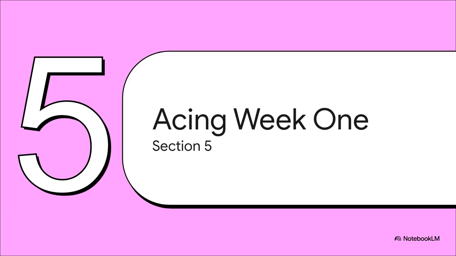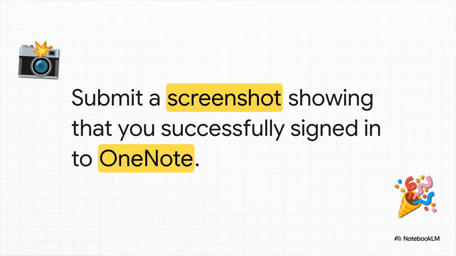Let's wrap things up with Section 5, Acing Week 1. Time to look at the final actionable item for this explainer so you can grab your very first easy win in the course. For your Week 1 module assignment, all you have to do is submit a screenshot showing that you successfully signed into OneNote. Seriously, that is it. Just prove you've opened the digital door, snap a quick screenshot, submit it, and boom, you've checked off this requirement.